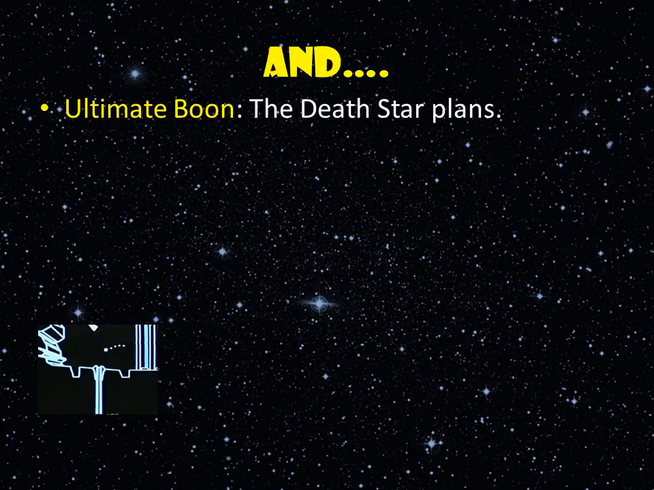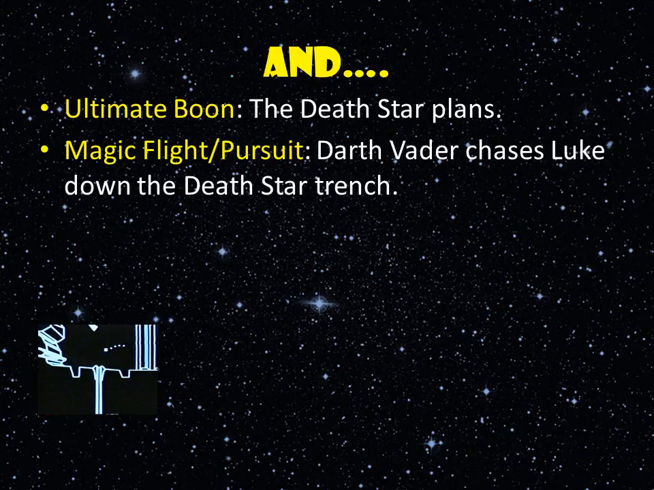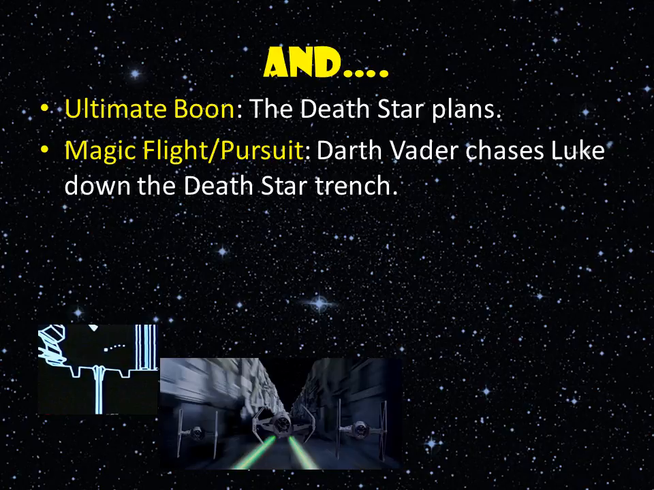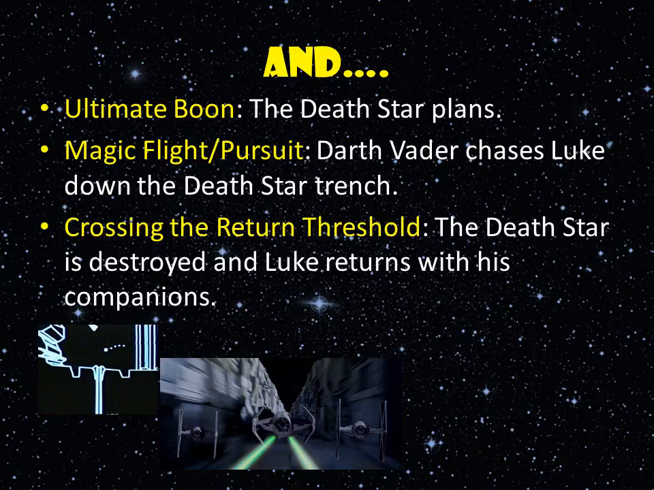Ultimate boon. That's the Death Star plans. Usually the hero gets, as I mentioned before, some kind of ultimate boon, something they had to go this long distance to get, and then they have to bring it back and do something with it. So in this case, it was the Death Star plans. There's the magic flight or pursuit. This is once they have the ultimate boon. In the case of the movie, Darth Vader chases Luke down the Death Star trench. That I would say would be the magic flight pursuit stage.